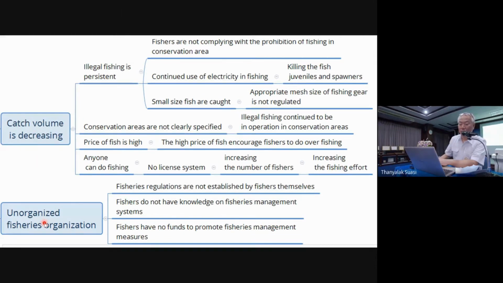And the third one, the fishers organization. There is no fishers organization. There is no fishers regulation established by fishers themselves, and fishers do not have knowledge of a fisheries management system, and fishers have no fund to promote fishing management. There is no money for fishers.